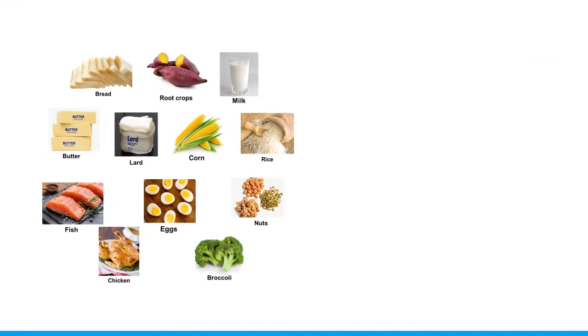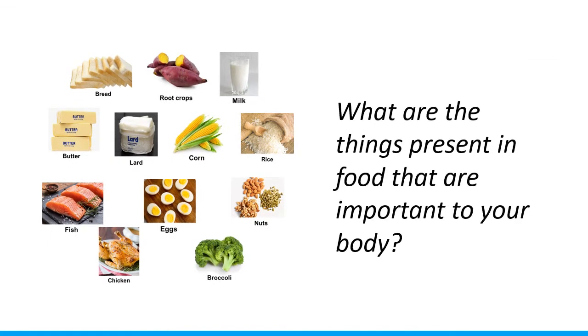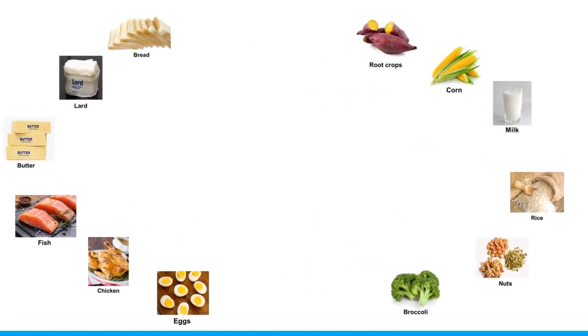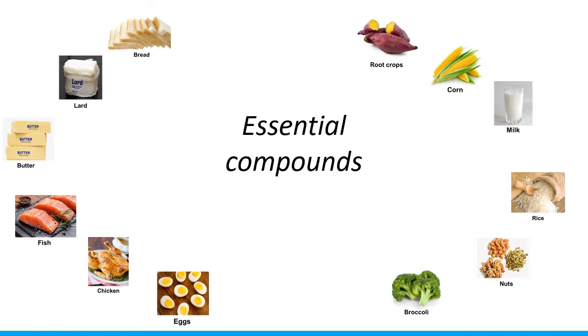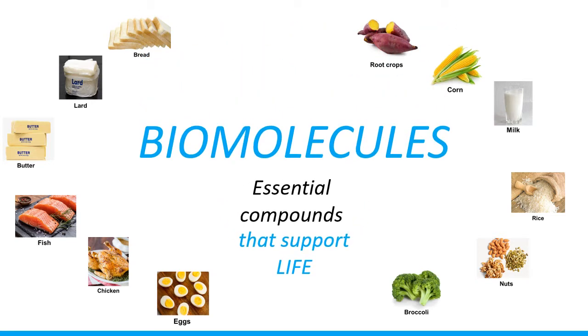Now, try to answer this question before we proceed. What are the things present in the food that are important to your body? That's right. The food that you eat every day contains essential compounds that support life. Without these substances in your body, you will feel weak and get sick. These essential compounds are called biomolecules.